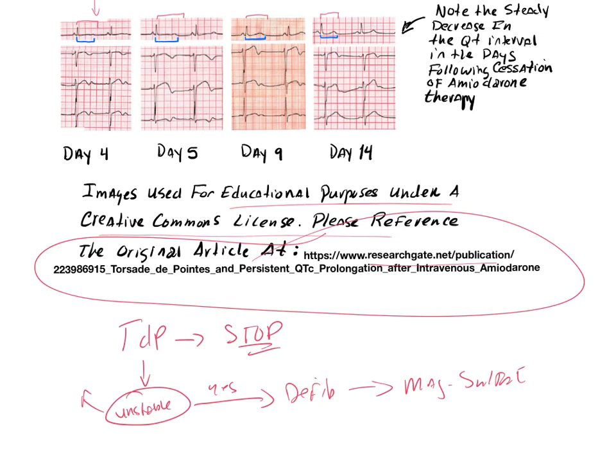If they are not unstable, we mag. So either way, they're going to get magnesium. Okay, and then try to identify underlying problems that may cause it. Right? Is calcium low? Do we need to give them some calcium?